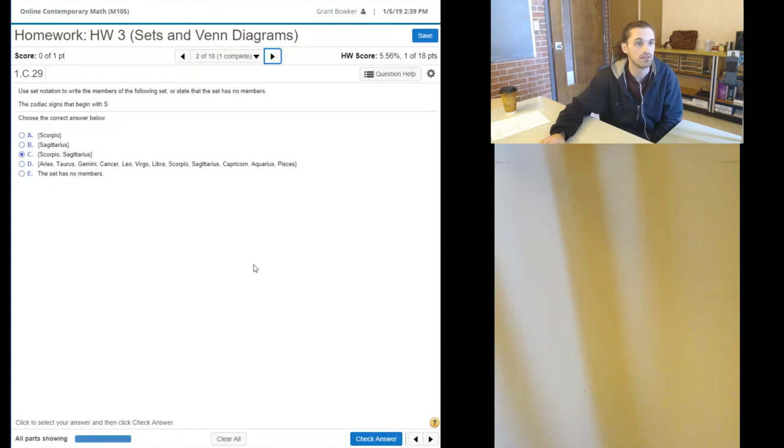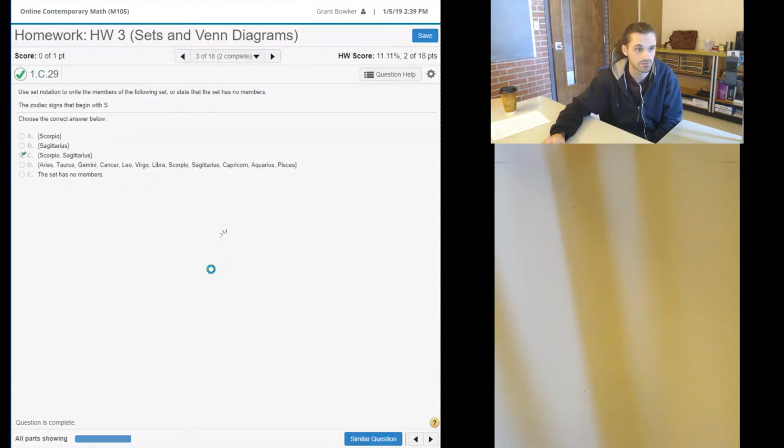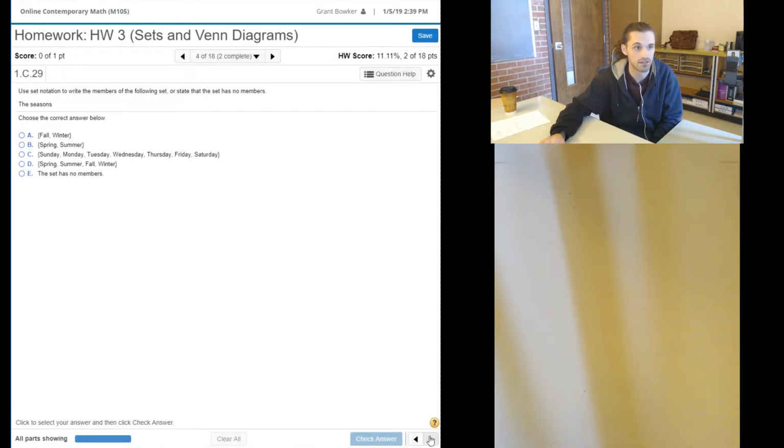Another, zodiac signs that begin with the letter S. All of the zodiac signs are listed here. The signs that begin with the letter S, Scorpio and Sagittarius, would be the two signs that begin with the letter S. So C is the correct response here. More fun with sets. We'll jump to something a little more challenging.